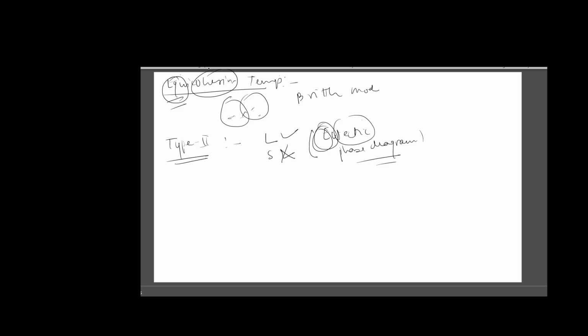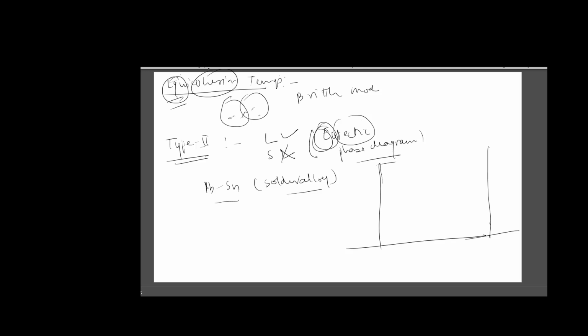Eutectic phase diagram. One example is lead and tin, Pb-Sn. This is a solder alloy. This will clear maximum concepts. This is the most important one. Mostly this is used because most of the alloys follow this.